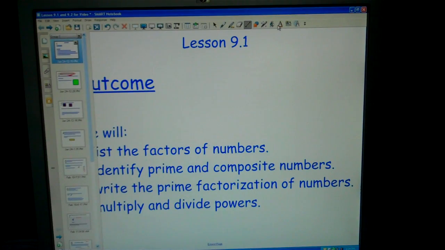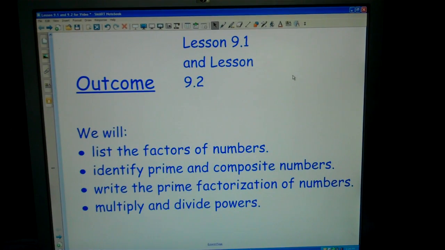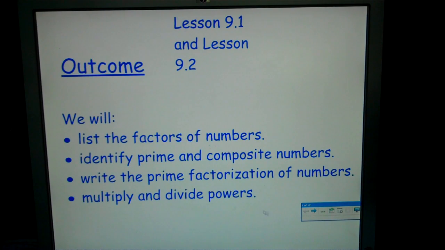Let me get this. I want to change this actually. This is lesson 9.1 and lesson 9.2. Okay? That's why it's going to be so long. So, write down your outcome and buckle in your seatbelts because we're going to get started.